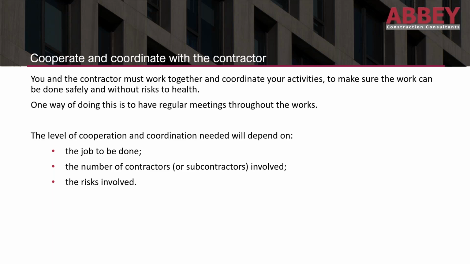So we must cooperate and coordinate with the contractor. The client and the contractor must work together to coordinate both their activities and to make sure that the work can be done safely without risk to health from the contractor or principal contractor. One way of doing this is to hold regular meetings throughout the works. The level of cooperation and coordination needed would obviously depend on what work is in hand, the number of contractors or subcontractors involved, and the level of risks involved.